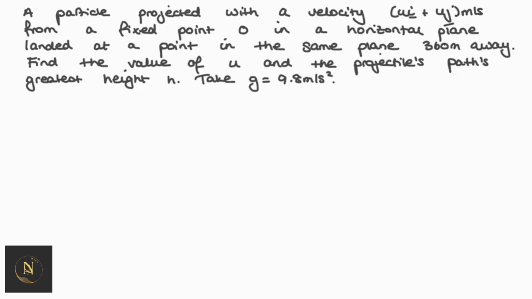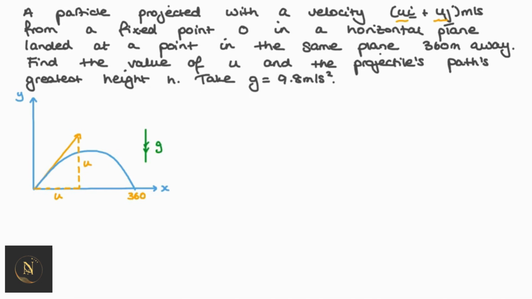When dealing with projectile motion, it can be really useful to sketch a diagram. We know that the motion of the particle will look a little bit like this inverted parabola. We're also told that the horizontal and vertical components of the initial velocity are both equal to u, so we can drop in a right-angled triangle as shown. We also know that the particle lands 360 meters away, so that means the final horizontal displacement of the particle is 360 meters. We also have acceleration due to gravity that acts downwards.